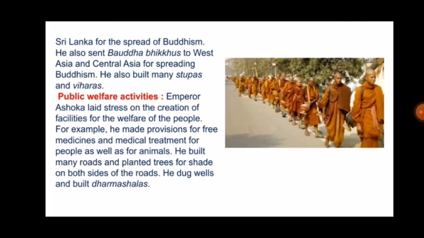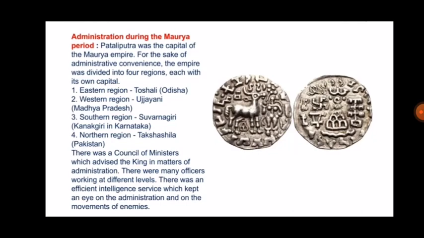What all he did for the people is called public welfare activities. That means he also used to take care of the people. He had made many provisions for people, like medicines and medical treatment for people as well as for animals. Then he also built roads and planted trees on both sides of the road. So that is how he took care of the people. Next point, administration during the Maurya period.